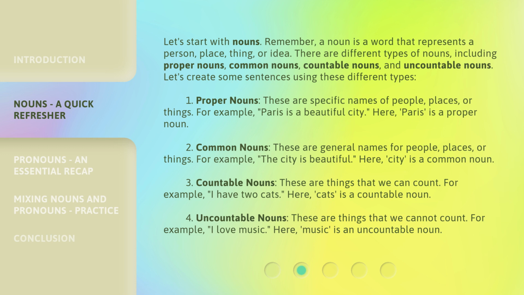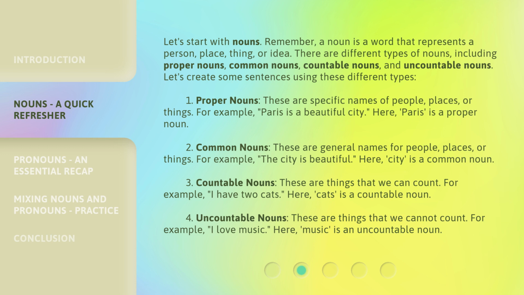Let's start with nouns. Remember, a noun is a word that represents a person, place, thing, or idea. There are different types of nouns, including proper nouns, common nouns, countable nouns, and uncountable nouns. Let's create some sentences using these different types.